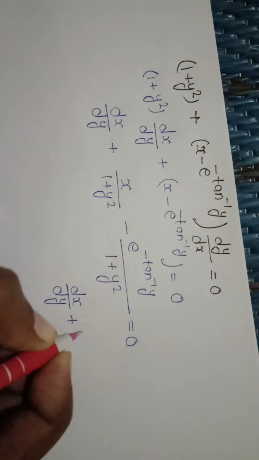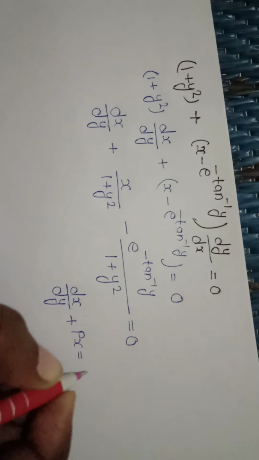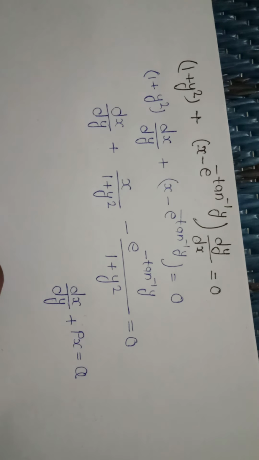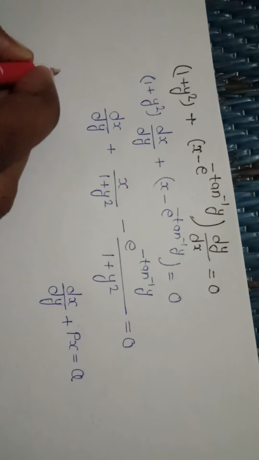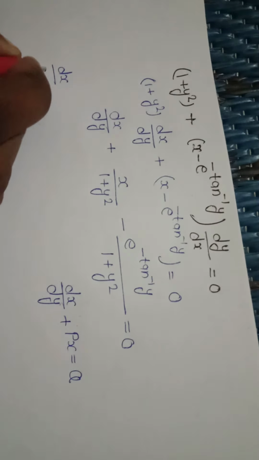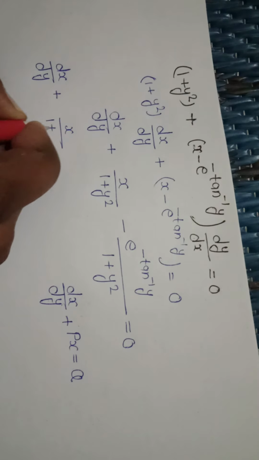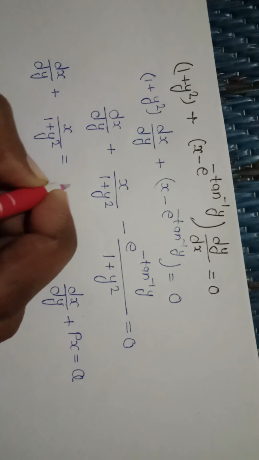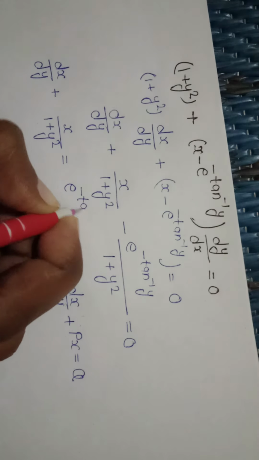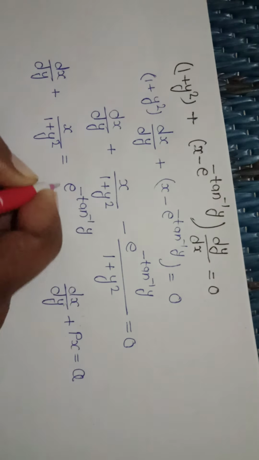plus px is equal to q, where p and q are functions of y in the case of a linear differential equation which is linear in x. This was the standard form, so I have to make this differential equation in this form. So dx upon dy plus x upon (1 plus y square) is equal to e raised to power minus tan inverse y upon (1 plus y square).